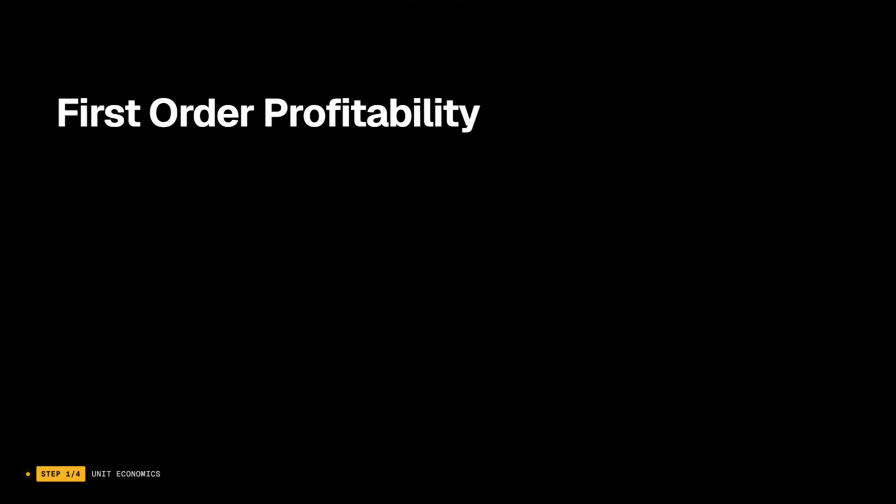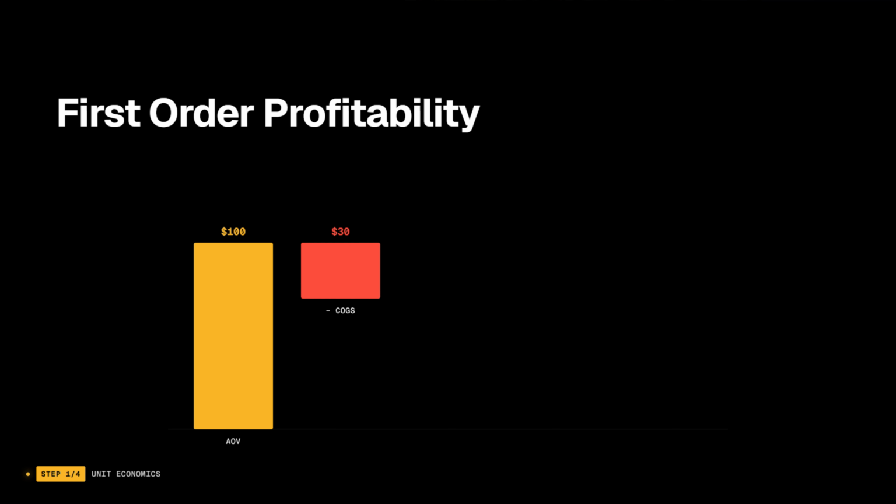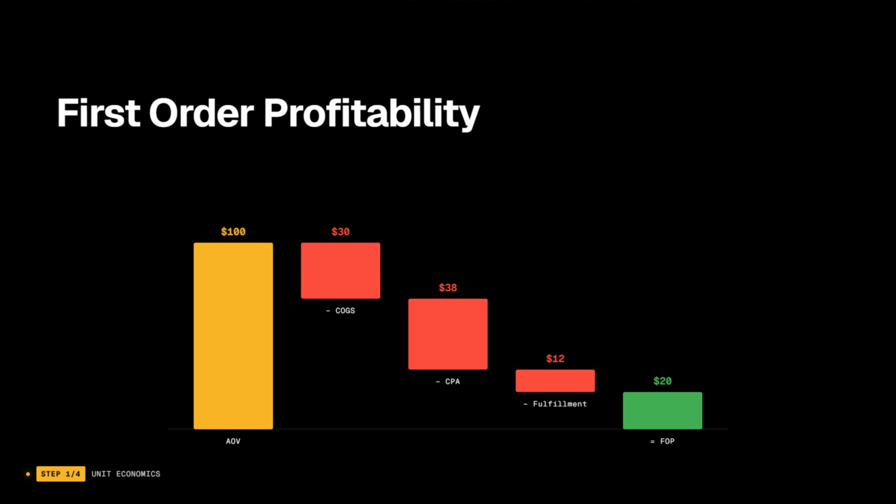Then we have first order profitability. FOP means when you acquire a customer, are you profitable from day one, or are you gonna rely on LTV to make profit? The FOP formula is very simple. AOV minus COGS minus CPA minus fulfillment cost, and that will give you your FOP.